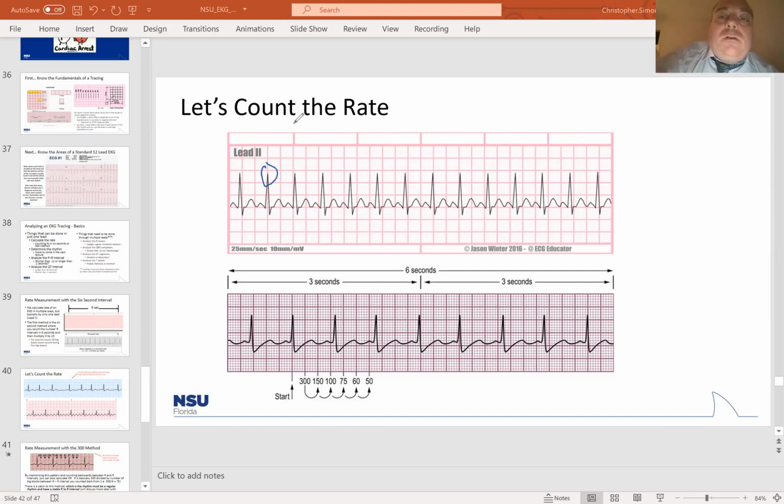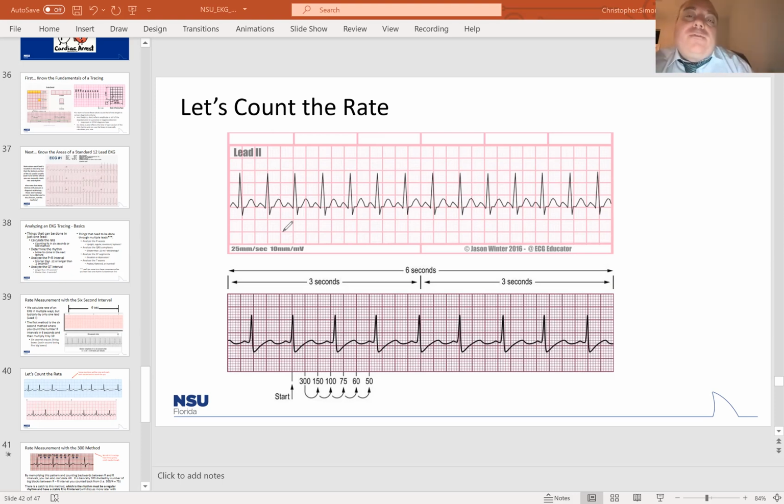So we can count the small boxes. Now you can't really see, but if you really look close and zoom in, you'll see that there's 5 small boxes here. There's 5 small boxes here. Okay, so that comes up to 10 small boxes. So for the 1500 method, 1500 is what do they call it in math? A constant. It's always 1500. You take however many small boxes you counted, in this case 10, and you divide that into 1500. So 1500 divided by 10.